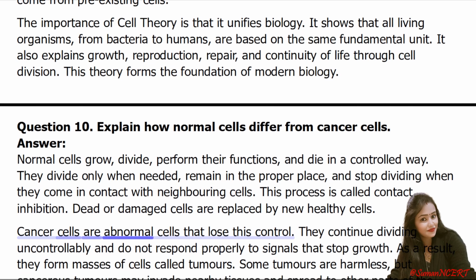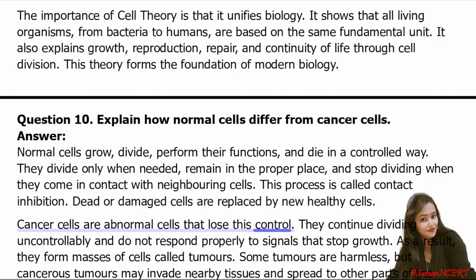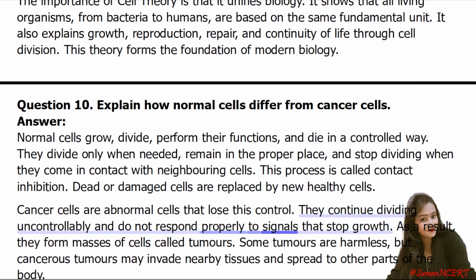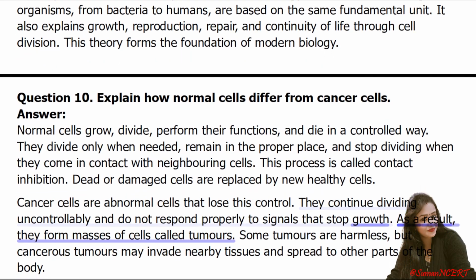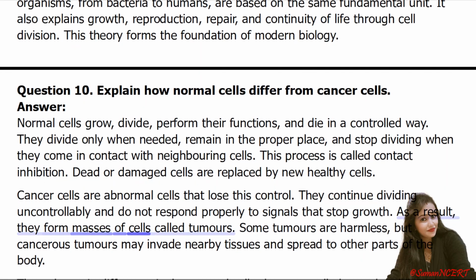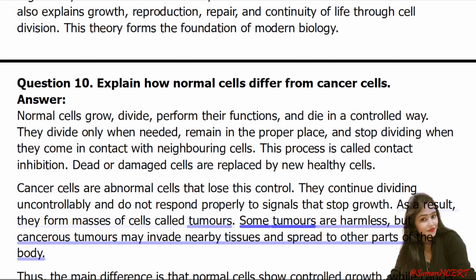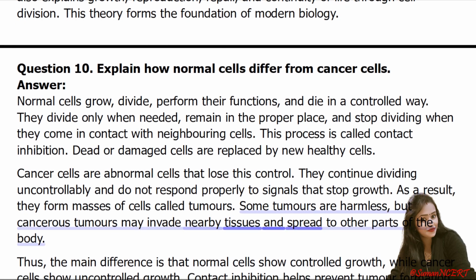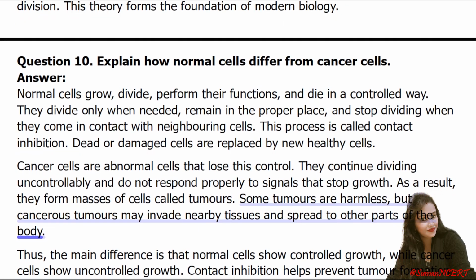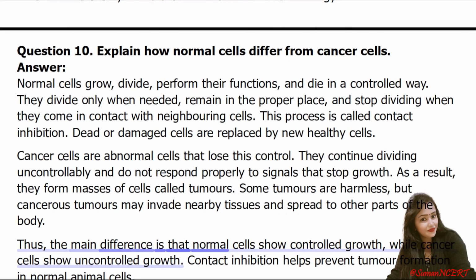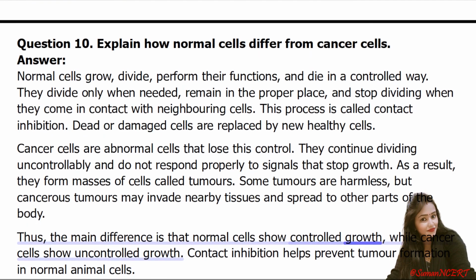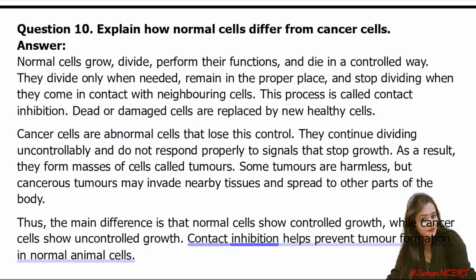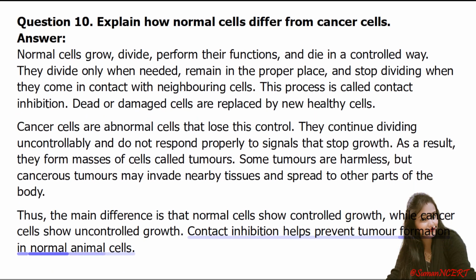Dead or damaged cells are replaced by new healthy cells. Cancer cells are abnormal cells that lose this control. They continue dividing uncontrollably and do not respond properly to signals that stop growth. As a result, they form masses of cells called tumors. Some tumors are harmless, but cancerous tumors may invade nearby tissues and spread to other parts of the body. Thus, the main difference is that normal cells show controlled growth, while cancer cells show uncontrolled growth. Contact inhibition helps prevent tumor formation in normal animal cells.